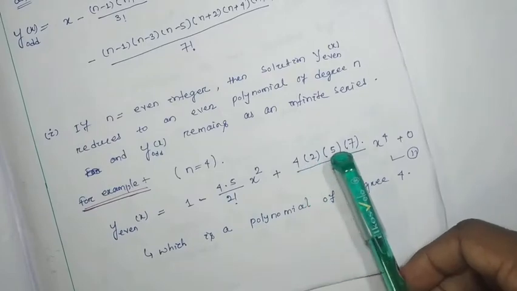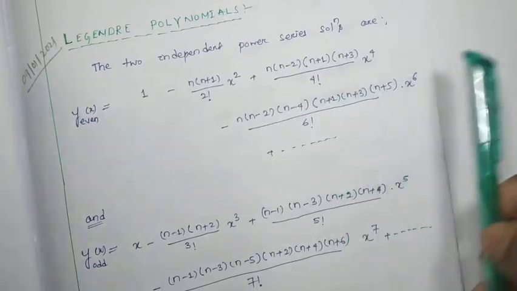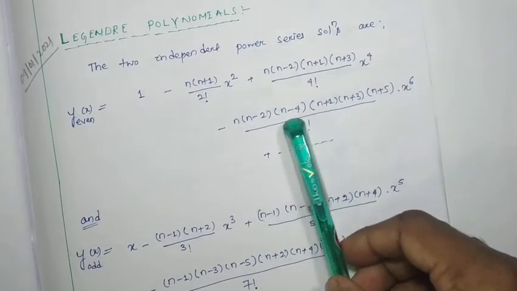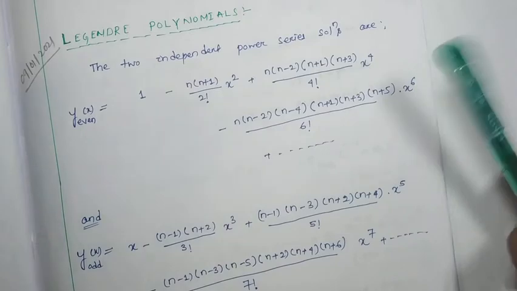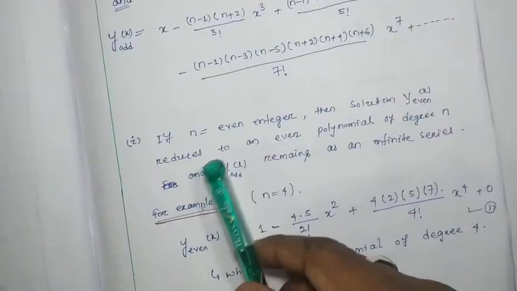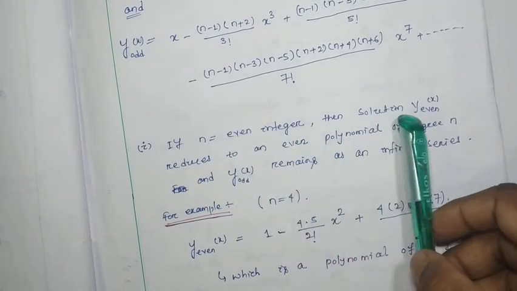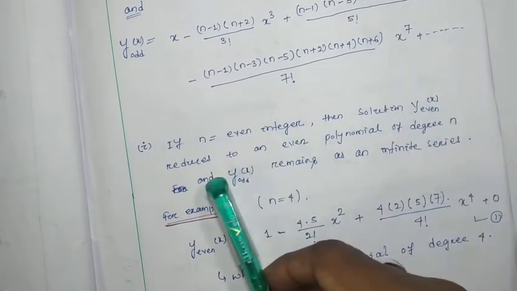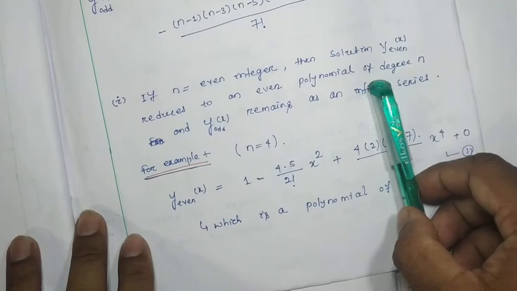4 into 2 into 5 into 7 by 4 factorial into x to the power 4. And then the next terms will contain an n minus 4 term, so the next terms will be 0. So I have written 0. What I wrote is that if n is an even integer, then the solution y even of x is reduced to an even polynomial. So this is an even polynomial of degree n.